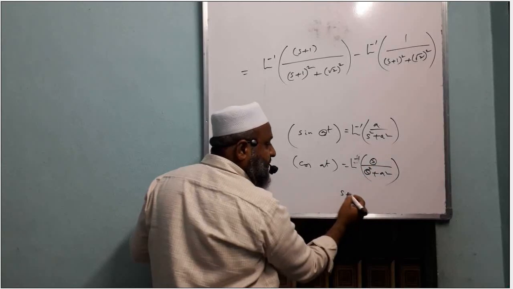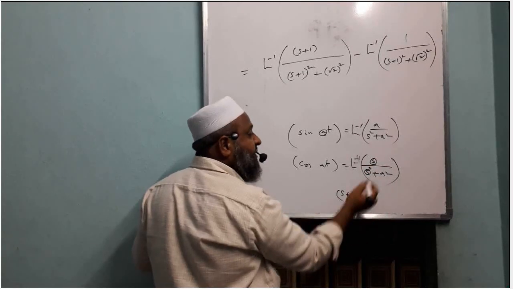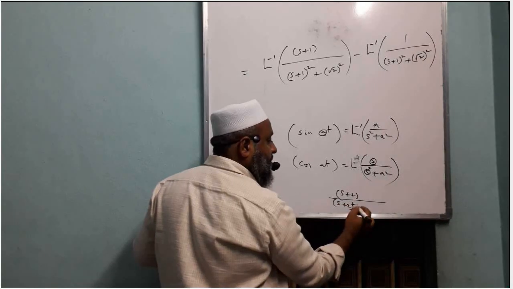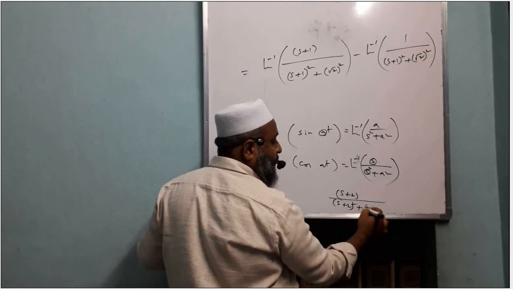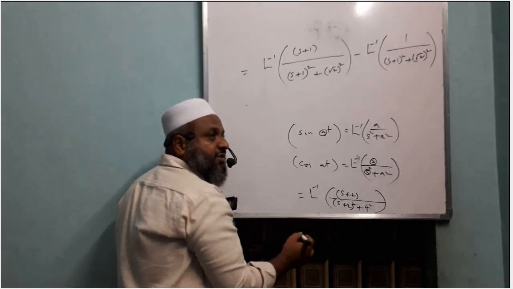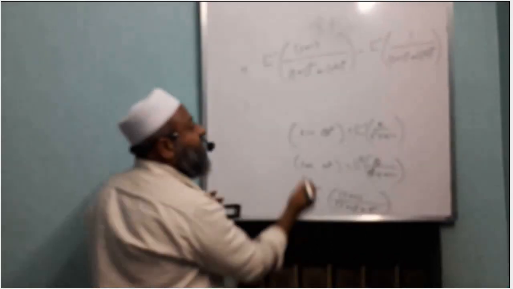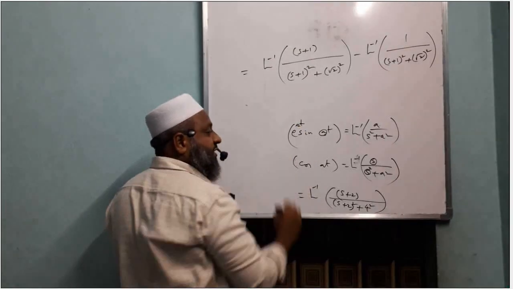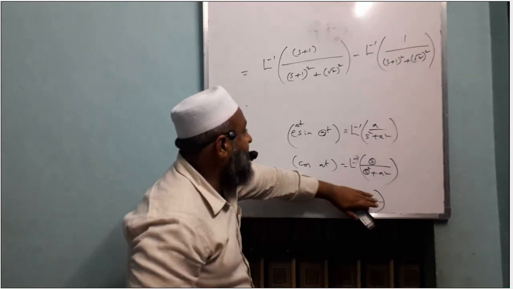If it is s plus 2 here, for example (s plus 2) whole square plus 4 square, and I want the inverse for this, what do I need to do? Then we'll go for the first shifting theorem.